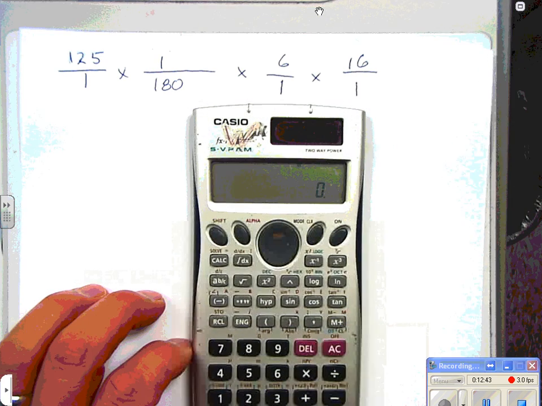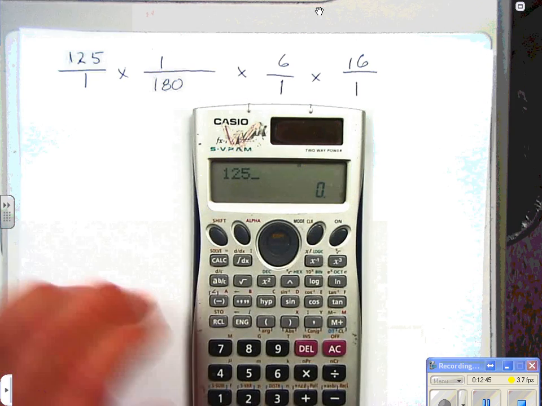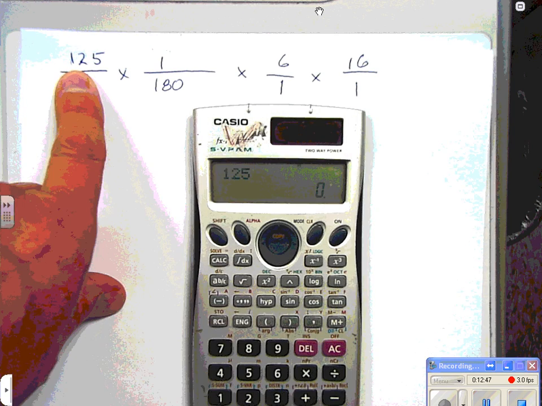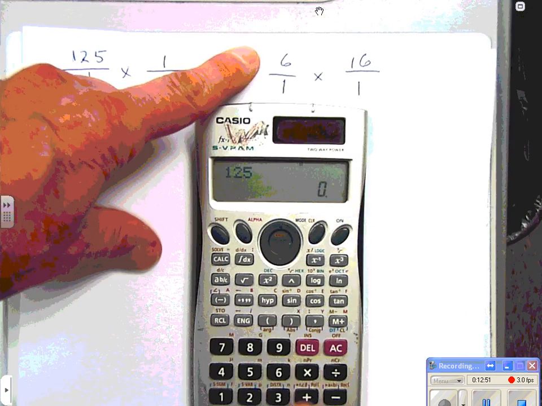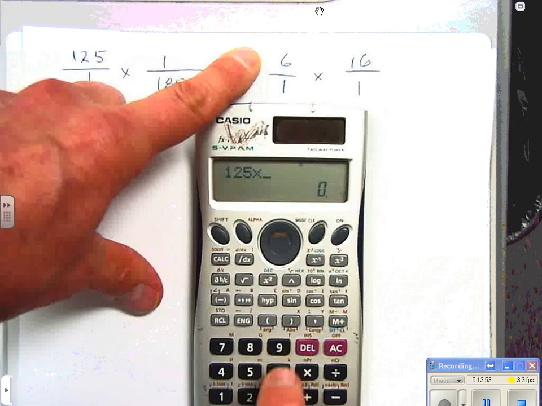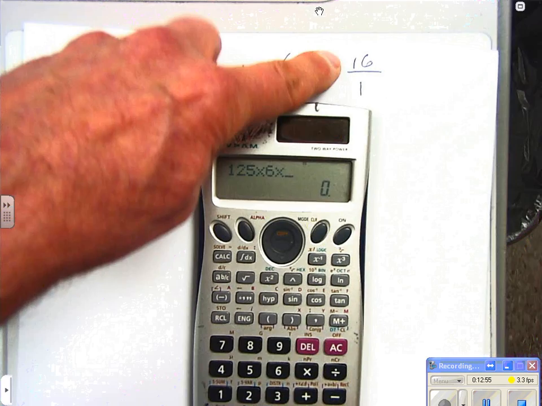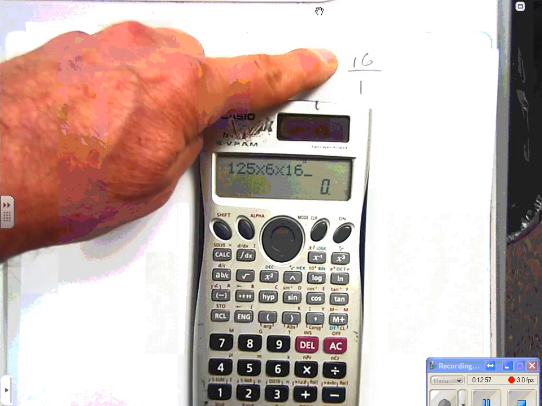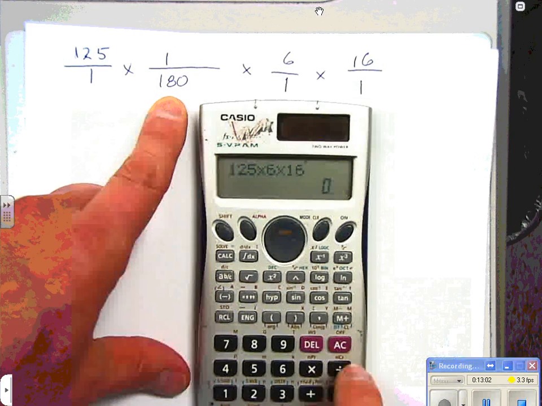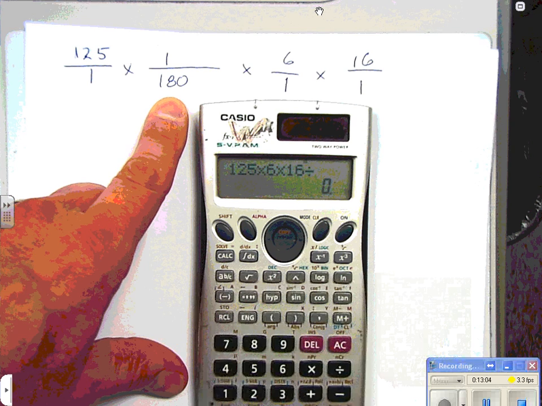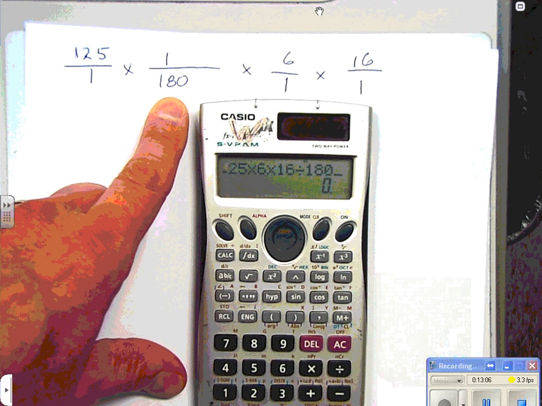You may find it less confusing. So I'll put in the first number. That's 125. It would be on the top of the fraction, and so I'm going to go across. So this is going to be times 6 times 16. And now the next number's on the bottom. So now we tell the calculator that with the divide sign, and we put in our 180.